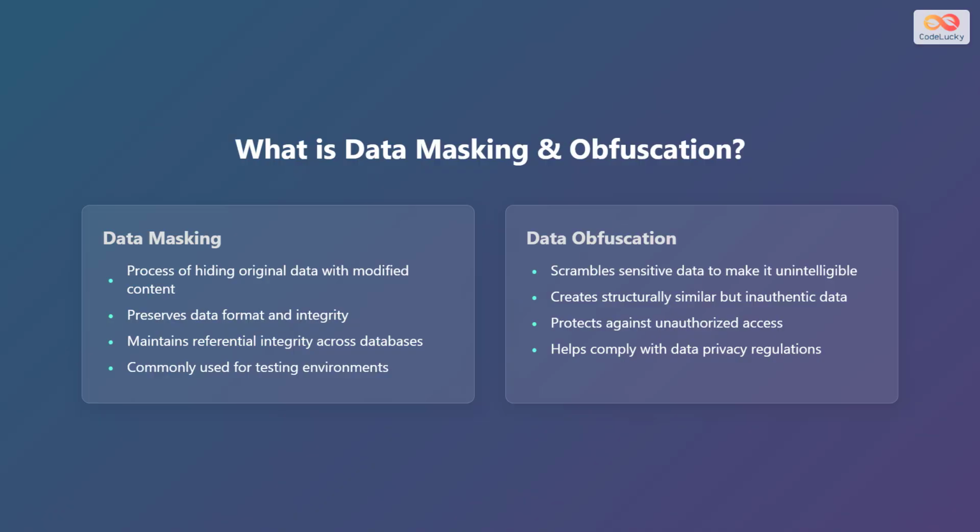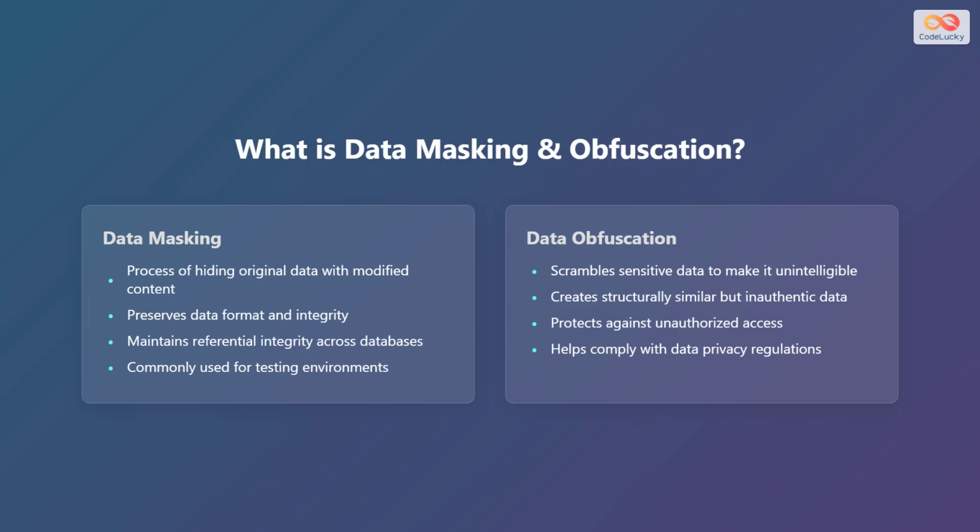Let's define what we mean by data masking and data obfuscation. Data masking is the process of hiding original data with modified content. It preserves the data format and integrity, ensuring that the masked data can still be used in a similar way as the original. It also maintains referential integrity across databases, which means that relationships between different pieces of data remain consistent. Data masking is commonly used for testing environments where real data is not needed, but the structure and format are important.